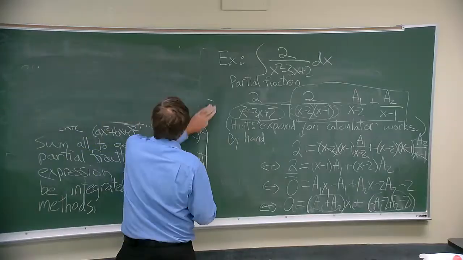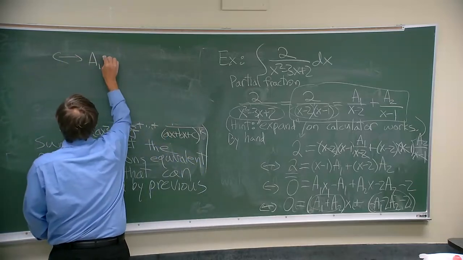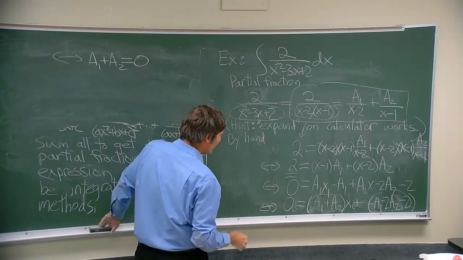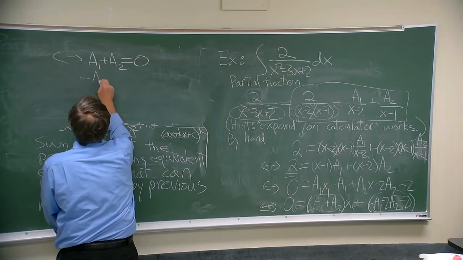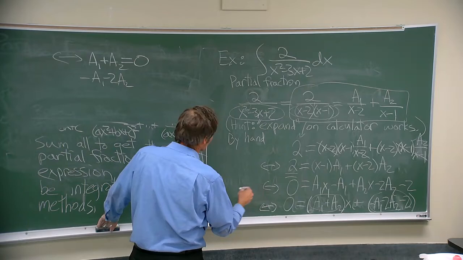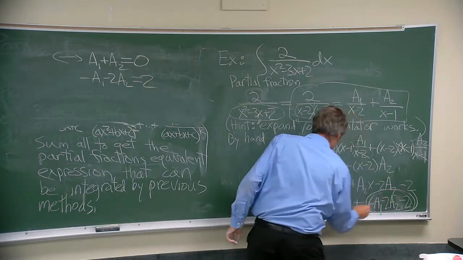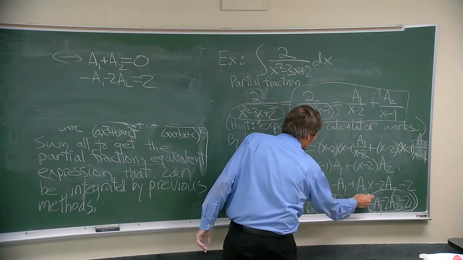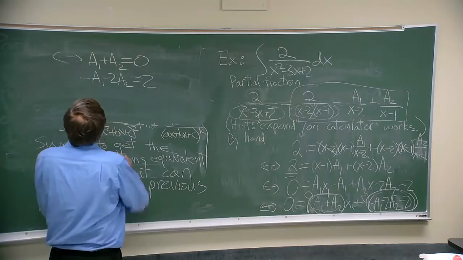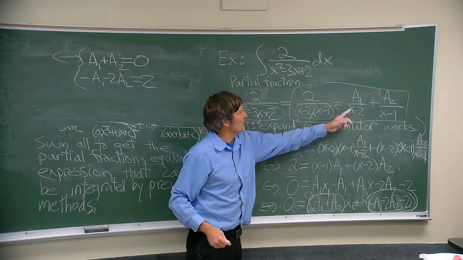So let's say this equation, in order for it to hold for all values of X, is equivalent to requiring that A1 plus A2 equals 0, the coefficient of X is 0, and also this one, minus A1 minus 2A2 equals 2, so that this one is 0. Right? So this has to be 0, and this has to be 0. Well, look what we've got.